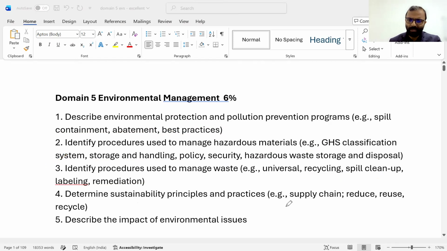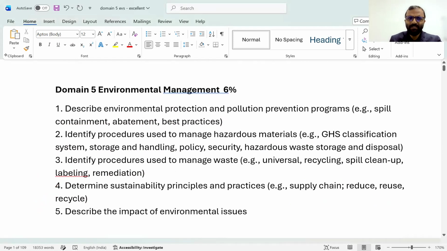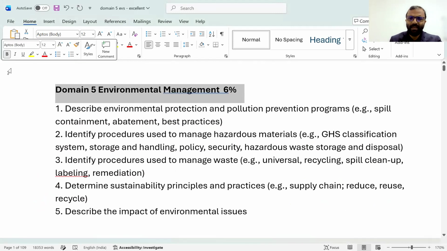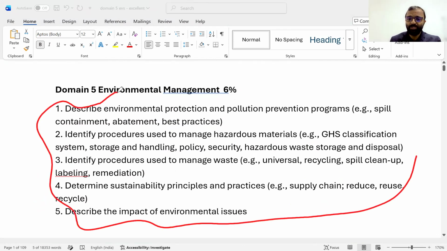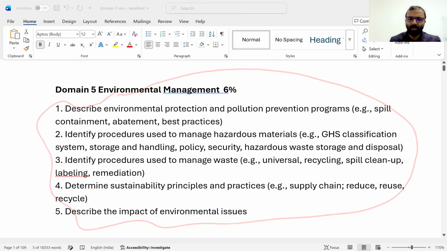Determine sustainable principles and practices: supply chain, reduce, reuse, recycle. Questions are coming. Describe the impact of environmental issues. So the syllabus is very easy, what they are mentioning, and the percentage is also 6%. But when you cover this syllabus that they have mentioned, this is not an easy topic. It has a lot of things that have to be covered.